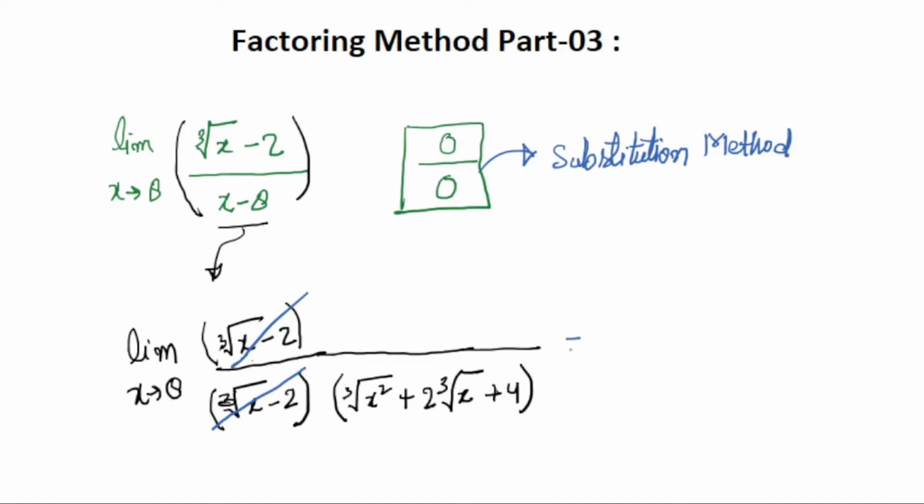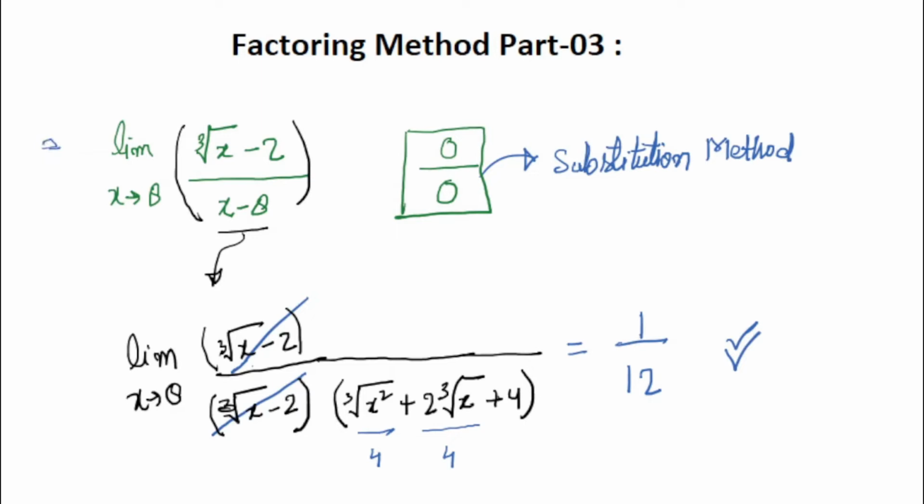Now what we are going to do here is put x equal to 8. Then in the denominator there is a square term; I'm talking about the first term. This is 8 power 2, which is 64, and because of the cube root we have 4 here. And for the next term, 8 is 2 into 2, here again 4, then 4. Then what we have finally is 1 by 12. This is the answer for this limit.